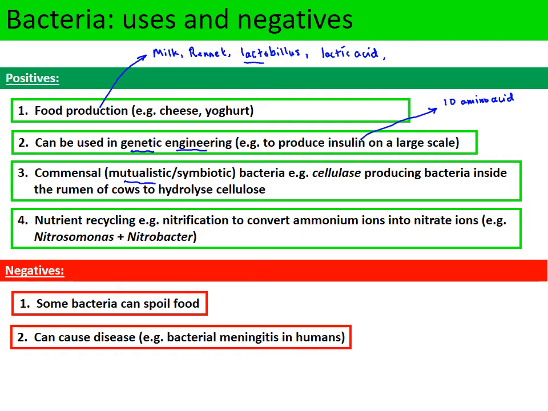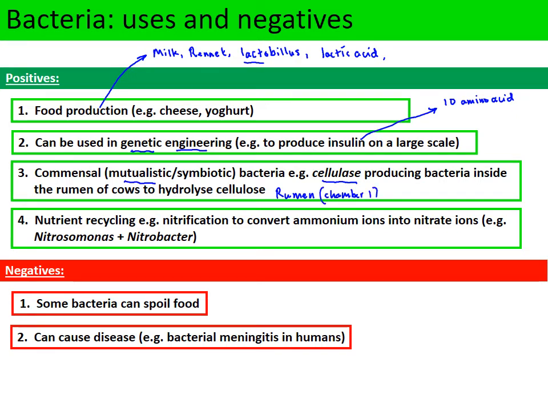Now, we know from last year another function of bacteria is a mutualistic relationship between cellulase-producing bacteria in the rumen, which is chamber number 1 of ruminant animals like the cow. So the cow has a 4-chambered stomach and the rumen is chamber number 1. So we're going to say here chamber 1.